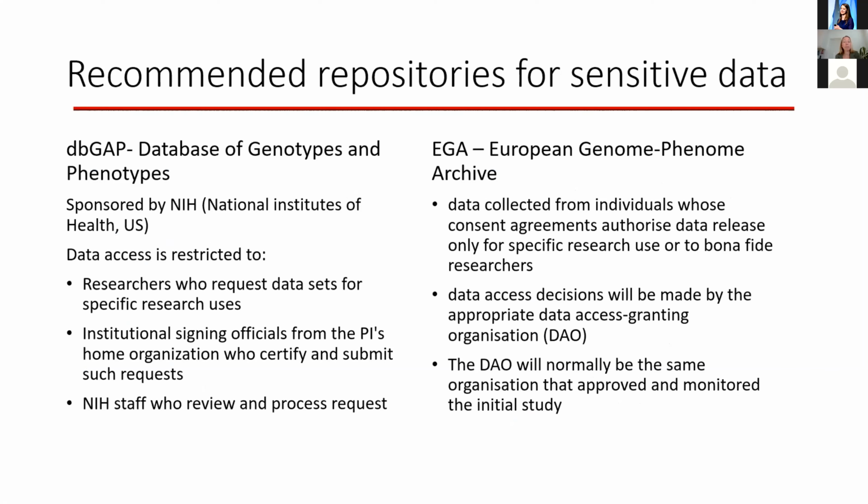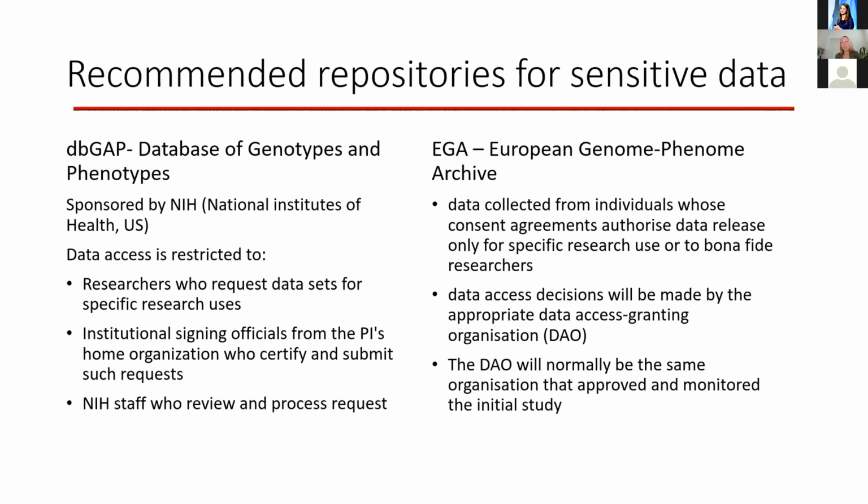There are 3 different archives, one on each continent. dbGaP, the database of genotype and phenotype, is the American one. It's sponsored by NIH, the National Institutes of Health. Their data access is restricted to researchers who request datasets for specific research uses, for institutional signing officials from the PI's home organization who certify and submit such requests, and for NIH staff who review and process requests.